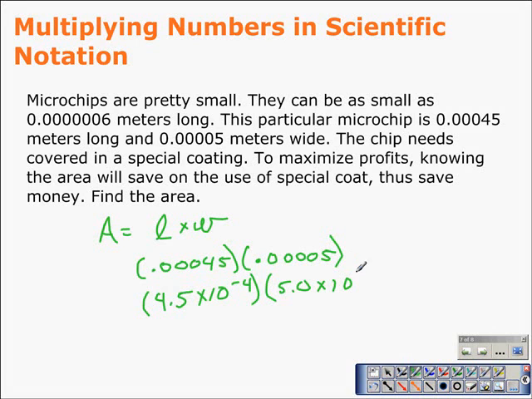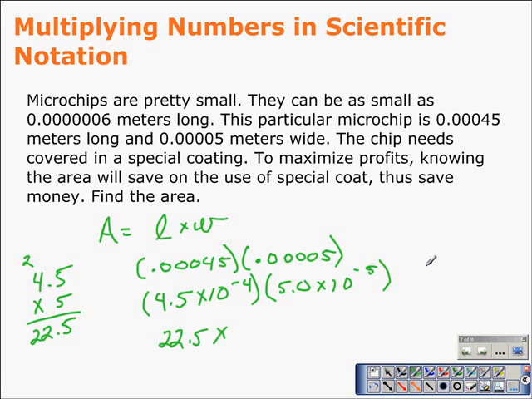Now when we multiply numbers in scientific notation, we multiply the decimal part, so off to the side we'll go 4.5 times 5, which gives us 5 times 5 is 25, carry the 2. 5 times 4 is 20, plus 2 is 22, and that decimal is going to be right there, 22.5. To multiply the powers of 10, you apply the product of powers rule.